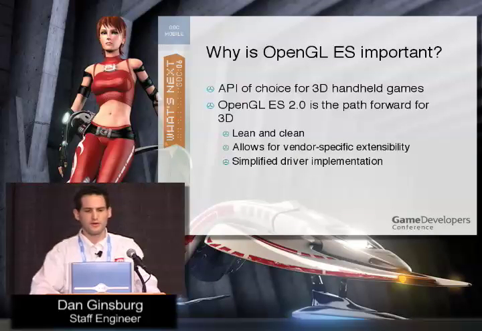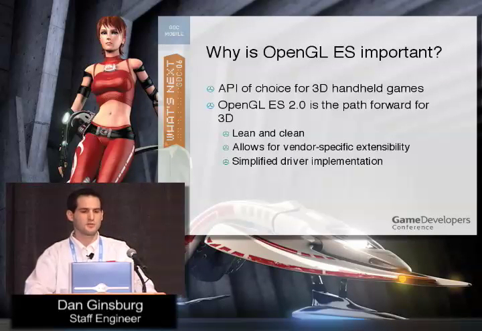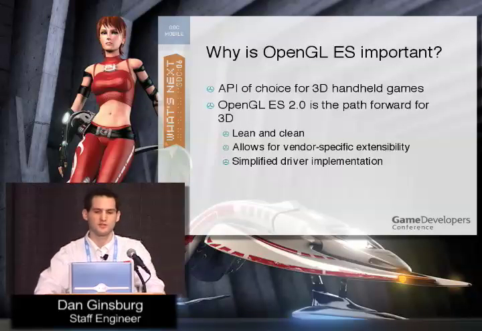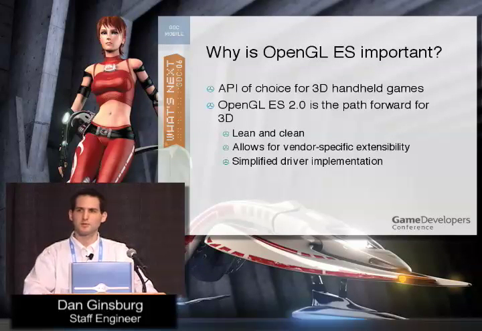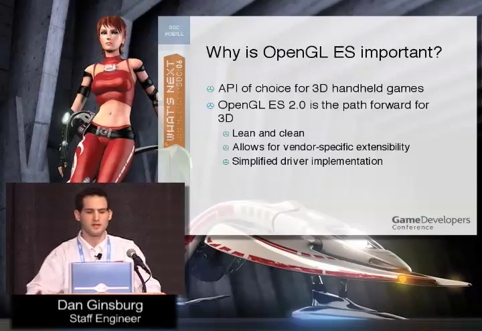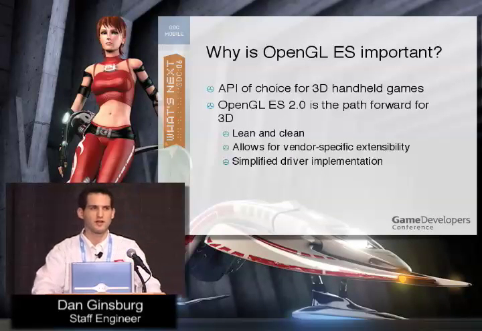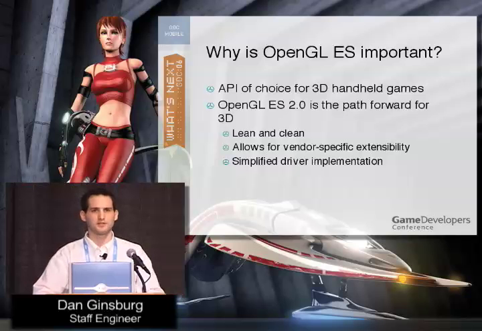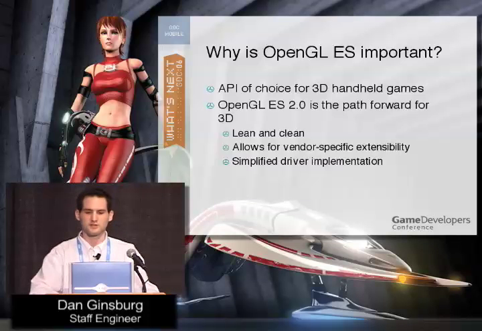So a little brief I wanted to say about why OpenGL ES is important. Clearly, we already see that it's the API of choice for 3D handheld games. We've seen implementations of OpenGL ES on Brew, on Symbian, on various devices, and there's already a lot of high caliber content being developed for OpenGL ES.